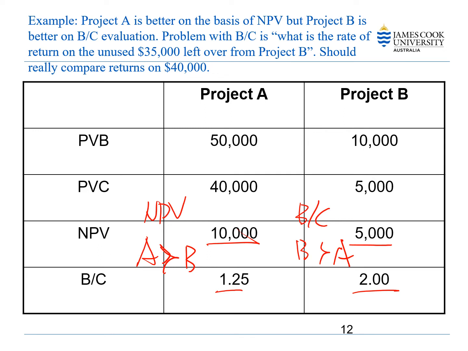So it's clear from the table that A has a higher total level of net benefit, in contrast, B has a higher rate of return.